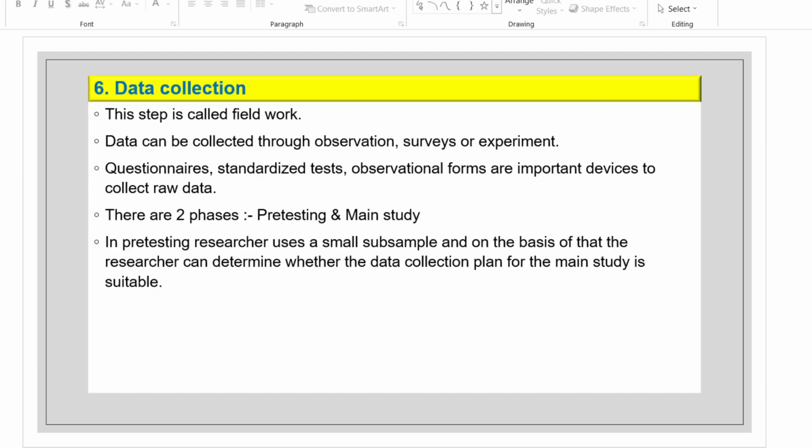The next step is data collection. This step is also called field work. Data can be collected through observation, survey, or experiment. The tools used for data collection are questionnaires, standardized tests, and observational forms. The two phases are pre-testing and the main study. Pre-testing means that before the study, we have to ensure whether the plan we prepared for data collection in the main study is apt or not. So in pre-testing, a researcher uses a small subsample to ensure whether the data collection plan for the main study is suitable or not.